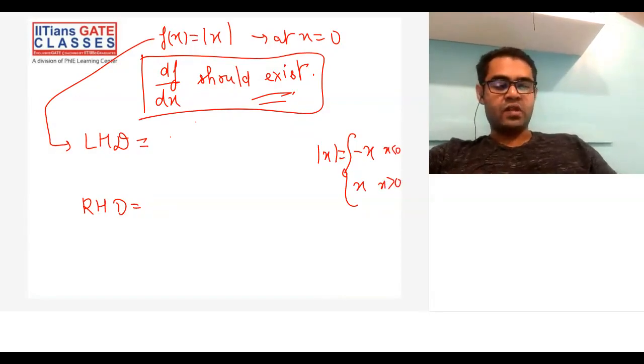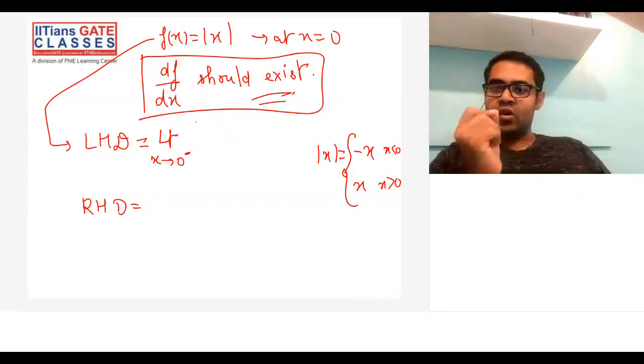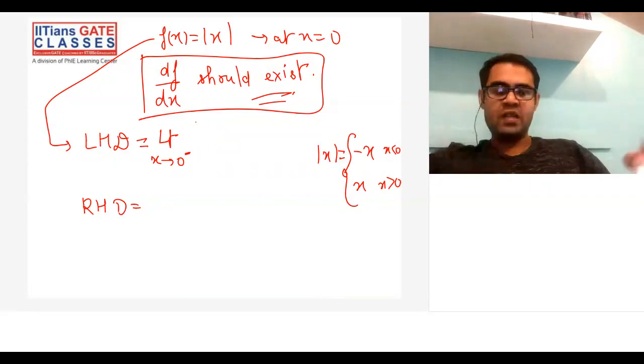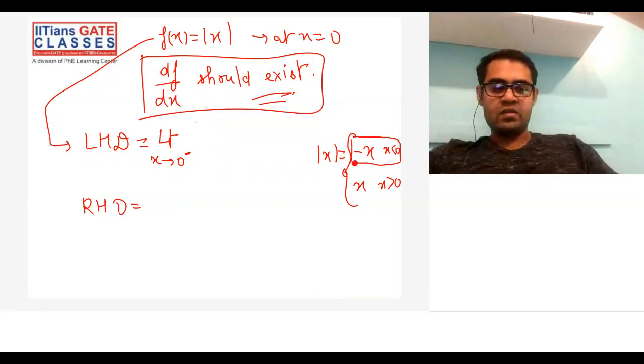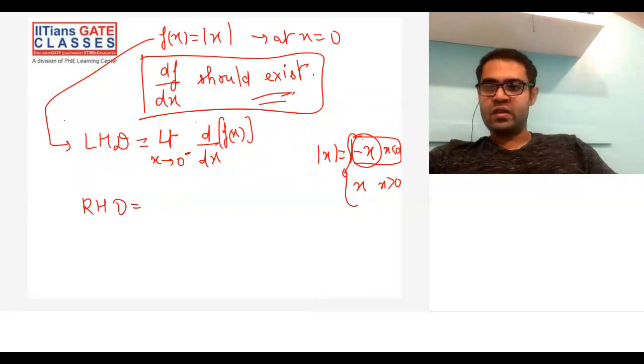Now see, LHD is very simple. LHD is limit x tends towards 0 minus. That means I am talking about a value which is a little less than 0, which will lie in this region. So when I choose the definition of the function for d by dx of f(x), I will choose this one. That is the whole idea behind writing this as 0 minus.